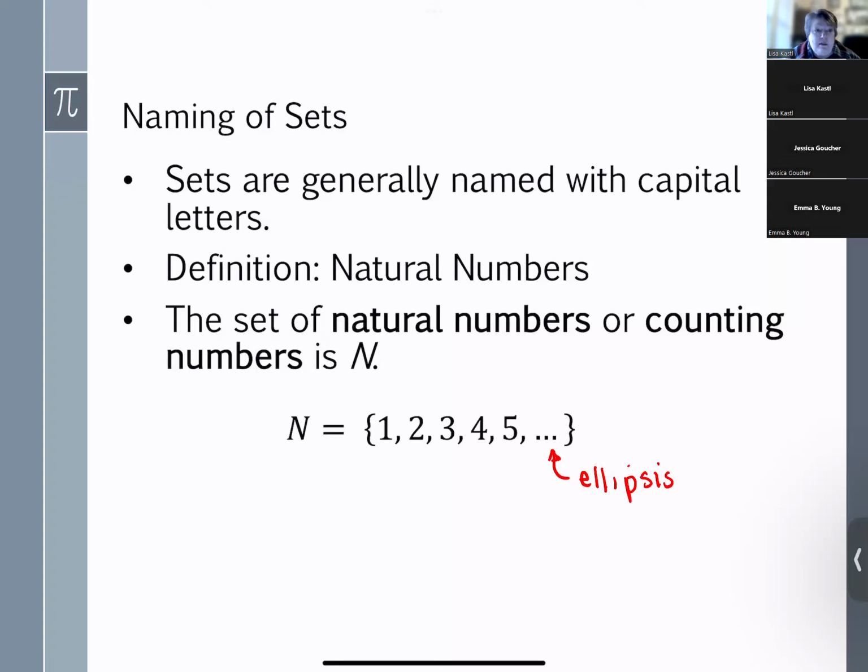What it always means is that it just goes on. So the set of natural numbers continues on indefinitely, and we say the set goes towards infinity. And infinity is a concept, it's not an actual number.